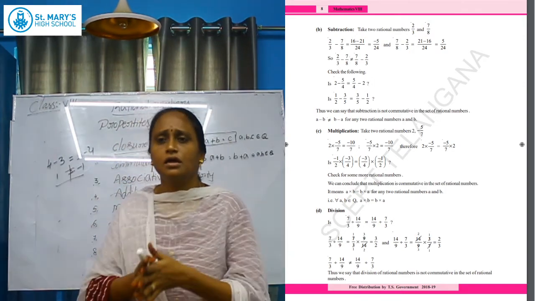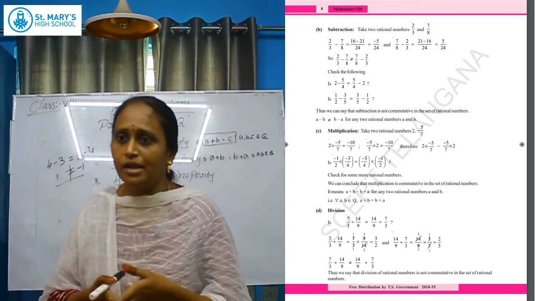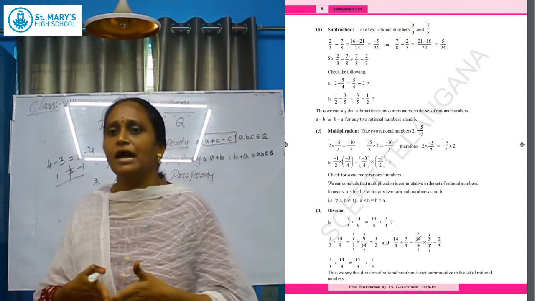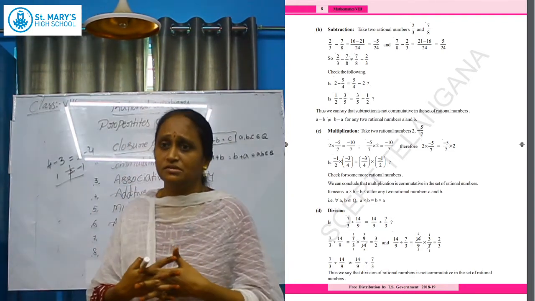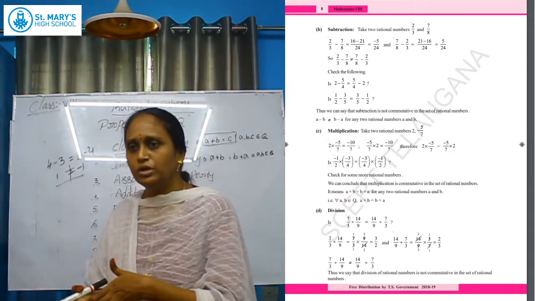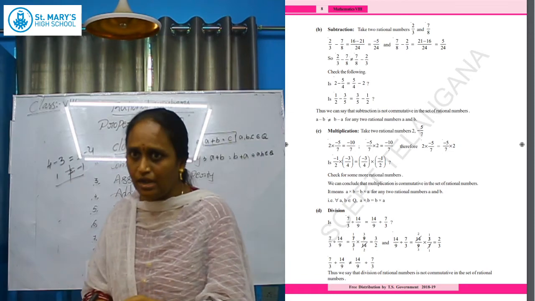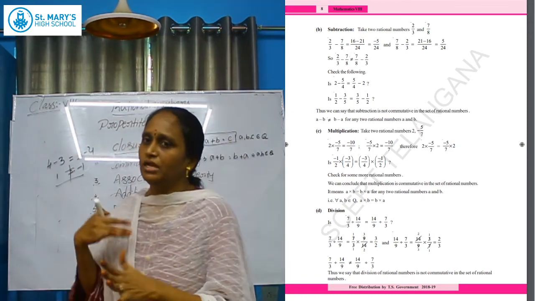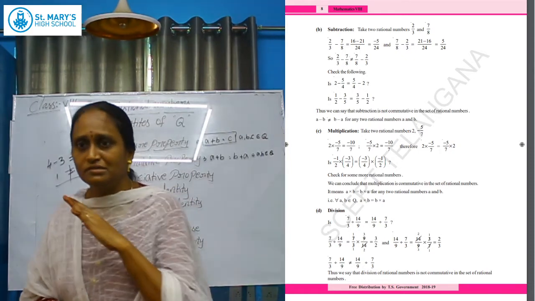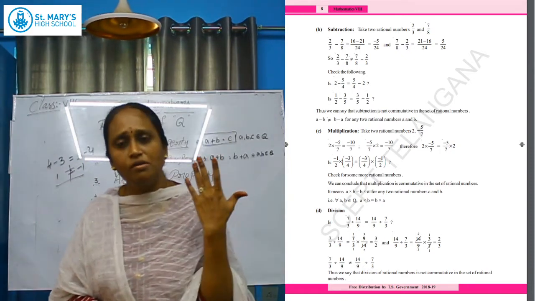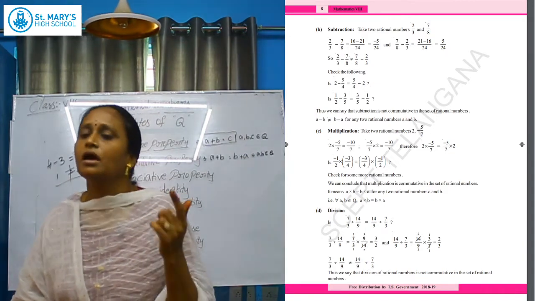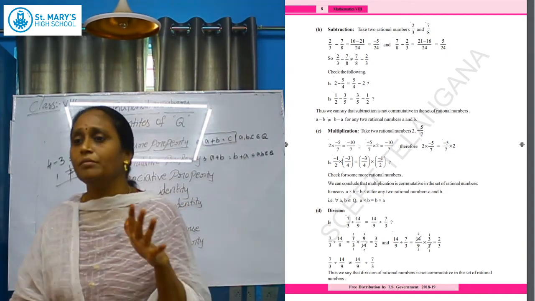Similarly, is the commutative property possible under multiplication? Yes. We know that in integers, if a, b are two integers or two rational numbers, then when we change the order in multiplication, the product does not change. The product is always the same, under multiplication.